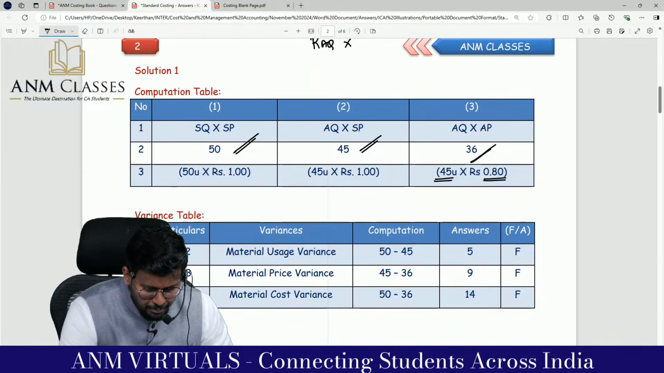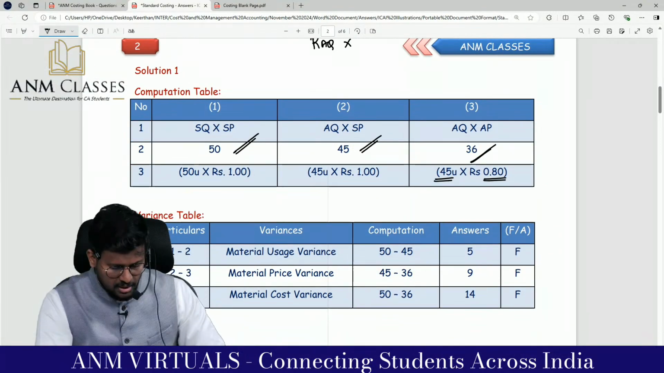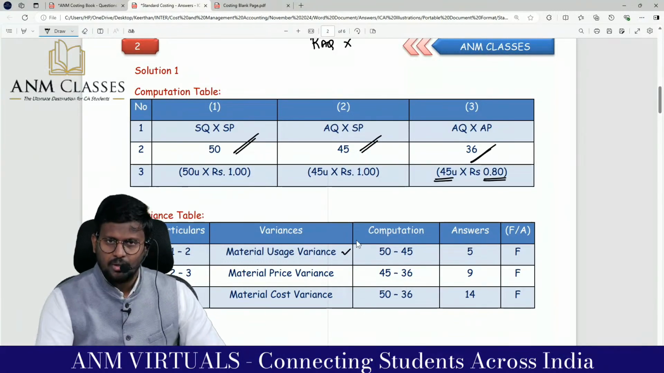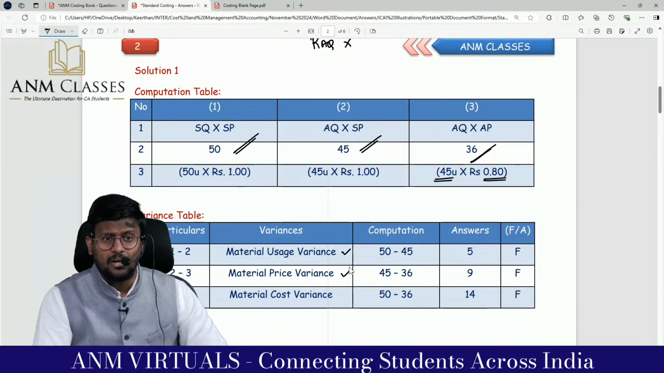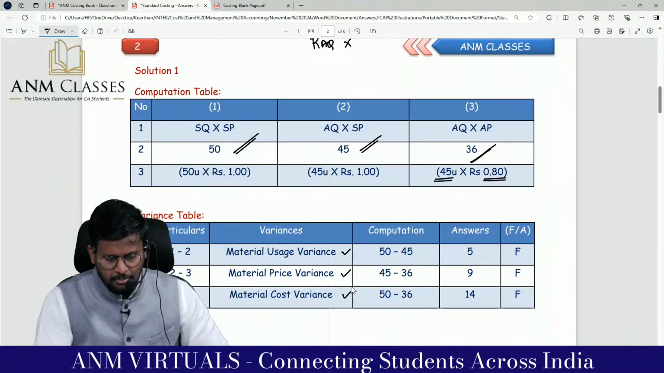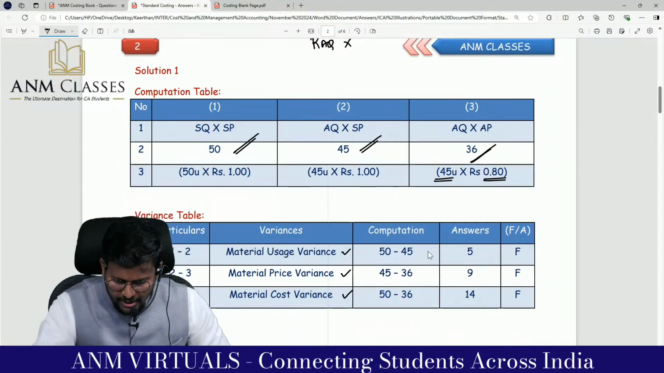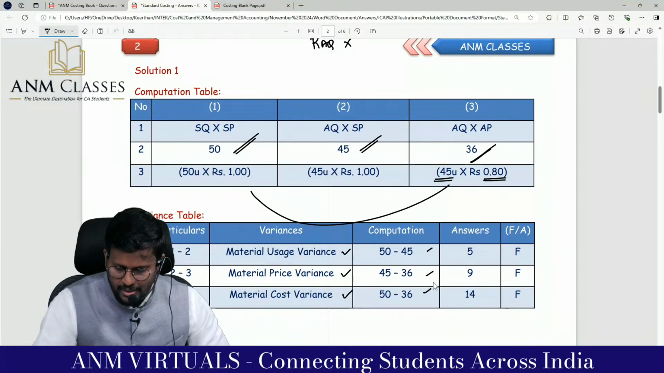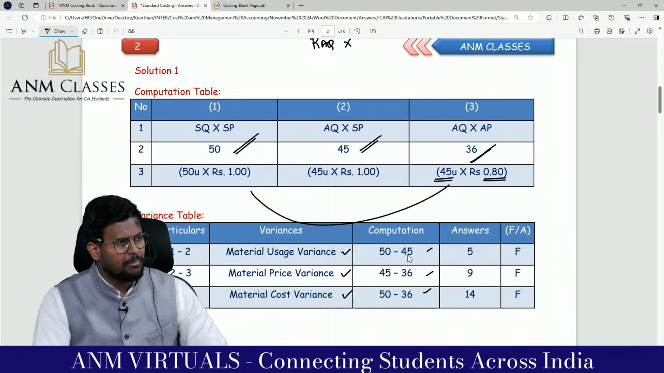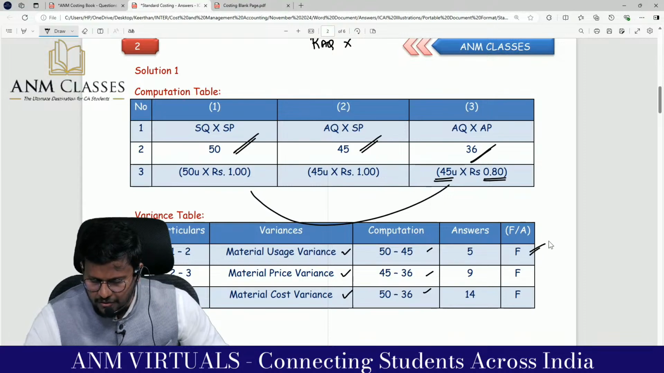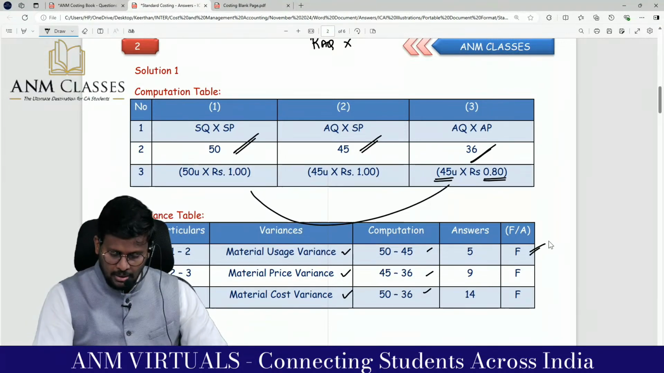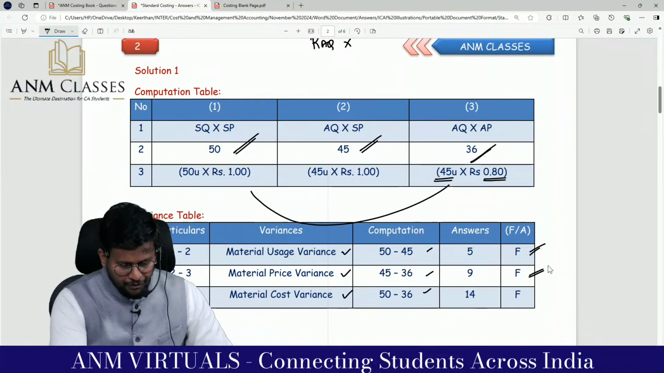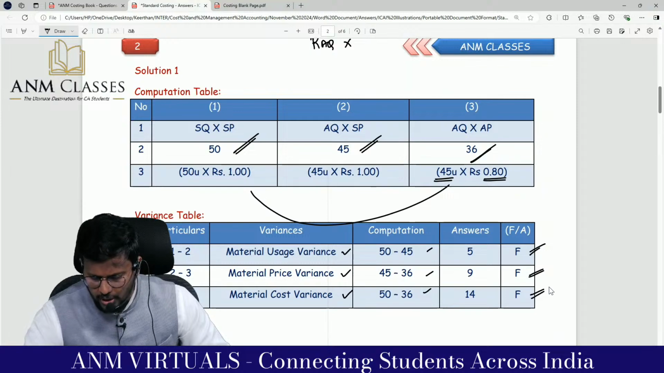So 1 minus 2, 2 minus 3, 1 minus 3. 1 minus 2 is material usage variance. 2 minus 3 is material price variance. 1 minus 3 is material cost variance. So 50 minus 45, 45 minus 36, 50 minus 36, right? Yes, sir. So 50 minus 45 means 5 rupees favorable, right? Yes, sir. 45 minus 36, 9 rupees favorable. 50 minus 36 comes to 14 rupees favorable.